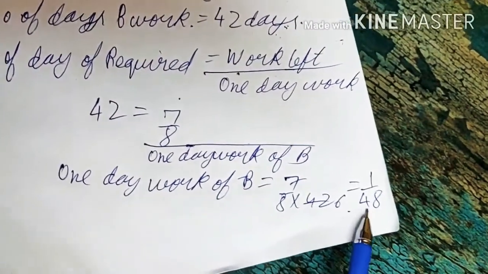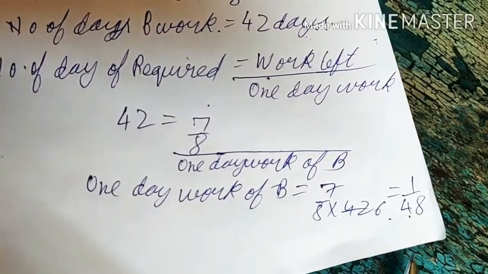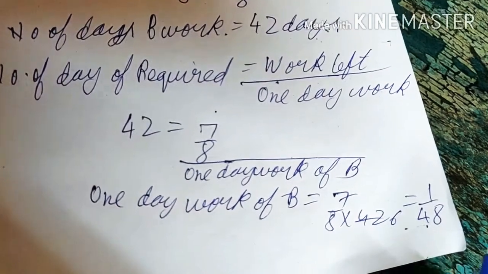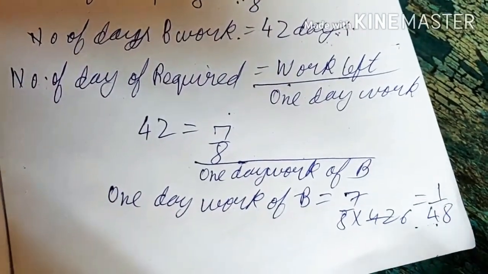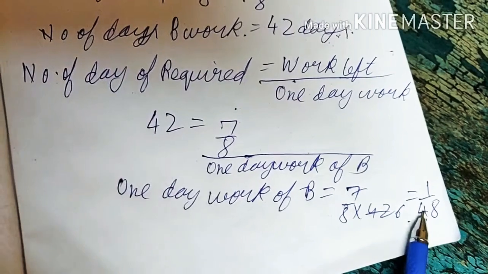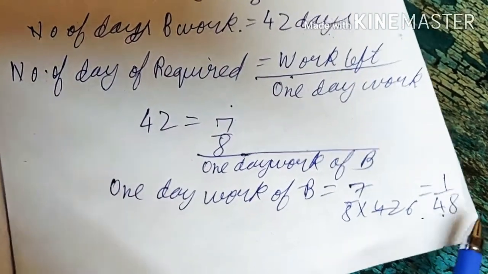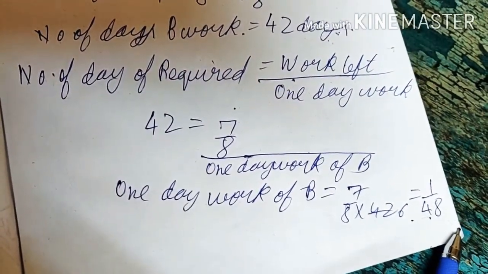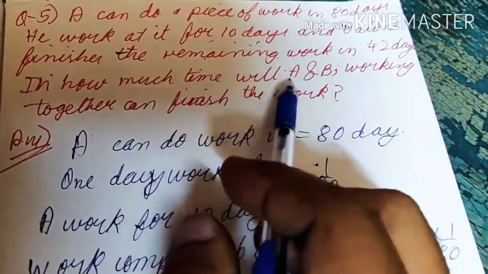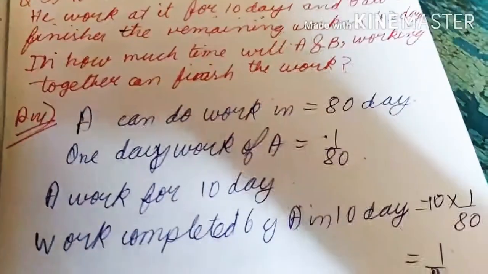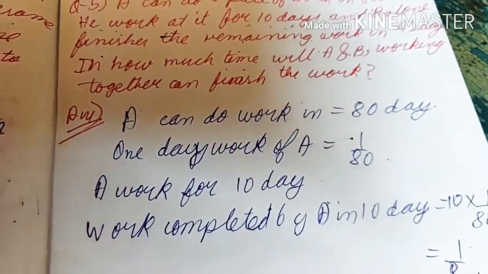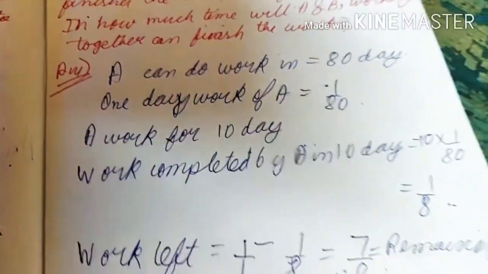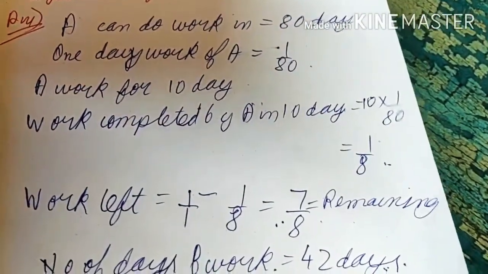Okay, what further? 1 day work of B is 1 by 48. So if B alone had to complete the full work, he would have taken 48 days. Whole work. If he is working alone, he will take 48 days. As in the starting I have told, the reciprocal of 1 day work is equal to the number of days required to complete the work. So here the question asks, in how much time will A and B working together? If A and B are working together, then how many days will they take? So for working together, we always add up the 1 day work of both the persons.